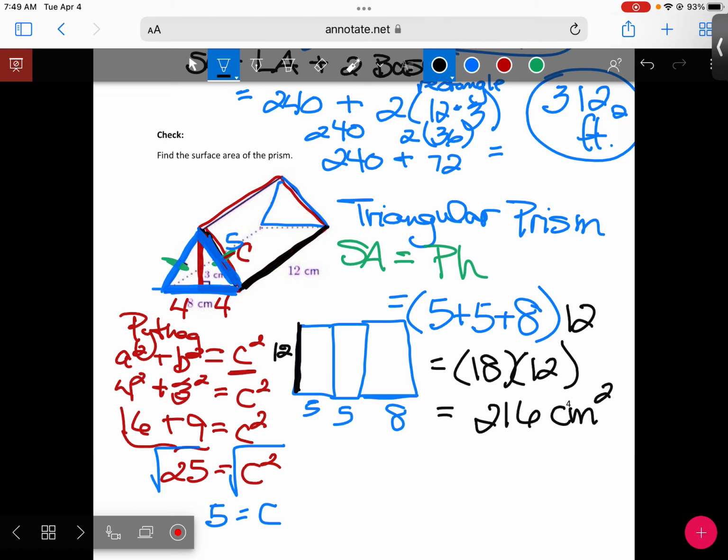centimeters squared. Now, we have not even done these bases yet. We have to find the surface area of the whole thing. That was just the lateral area. Okay? So, surface area equals the lateral area plus my 2 bases.